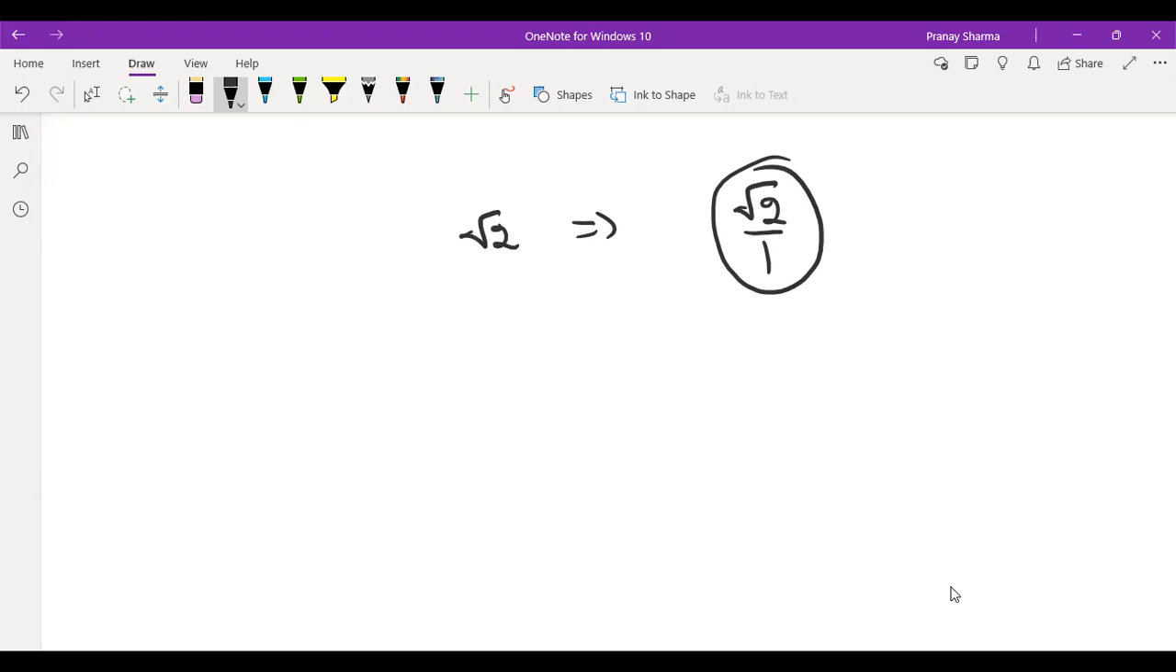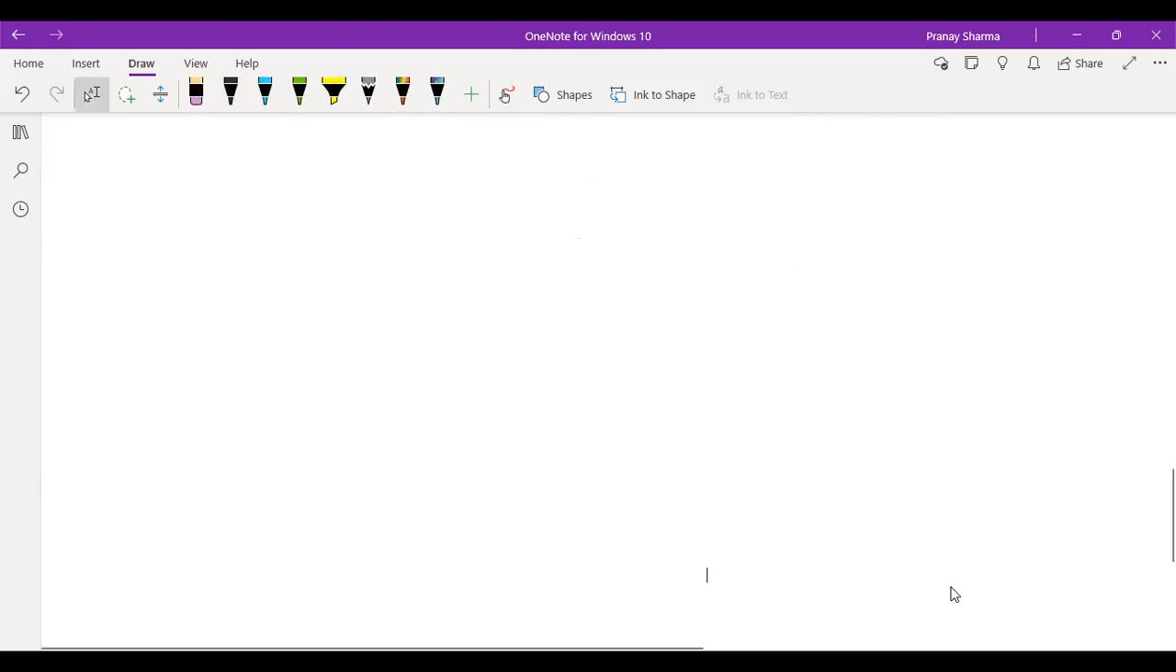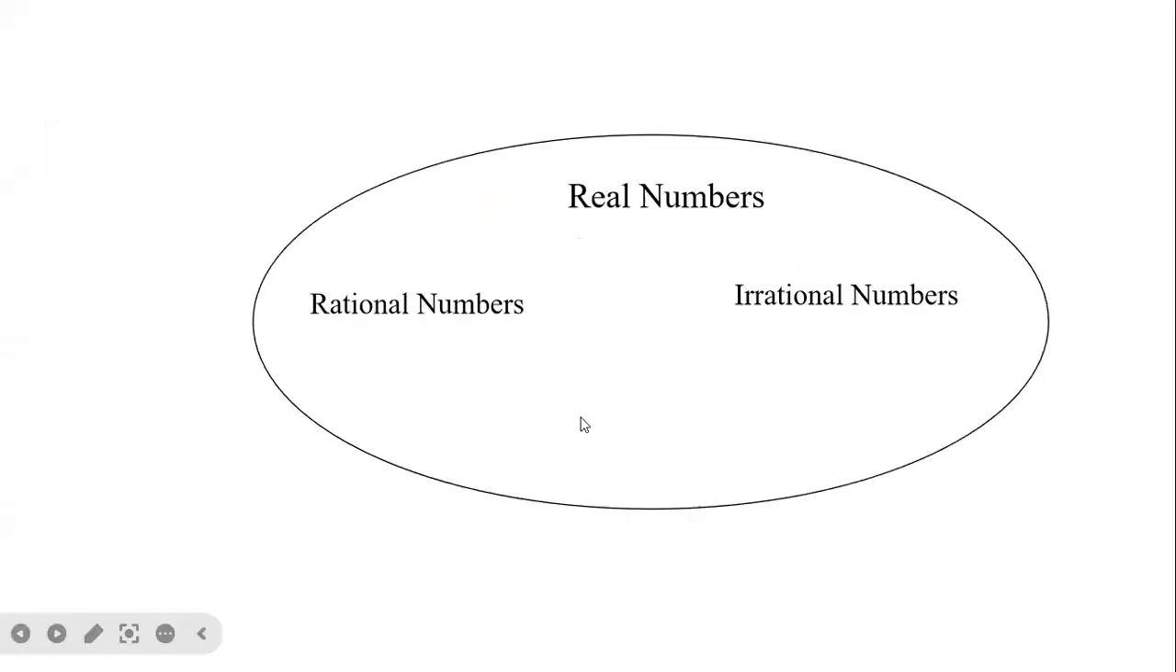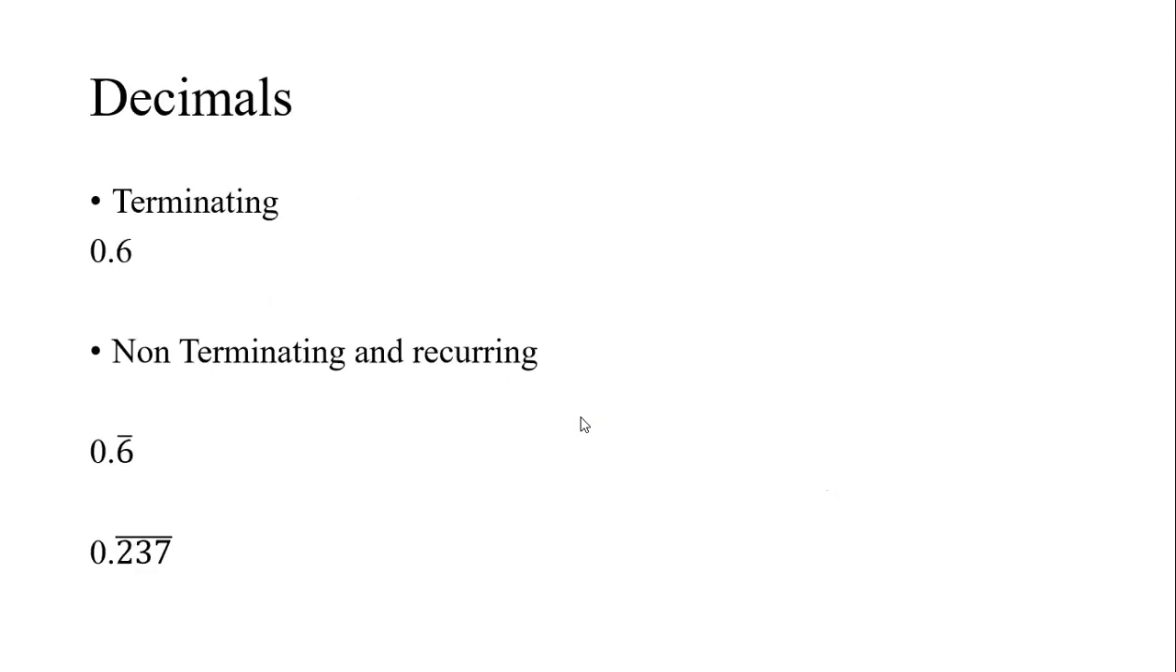I'll be giving you an example of terminating and non-terminating in a while. Allow me a moment. All right. So real numbers are what? They are the combination of rational numbers and irrational numbers. Fine. So if we have rational numbers plus irrational numbers, then we have real numbers, right? Next is decimals. Yes. So I told you that I'll be discussing terminating, non-terminating, and I'll also let you know how to solve this type of questions, right? 0.6 bar and 0.237 bar. All right. Chalo, so let us get this started.